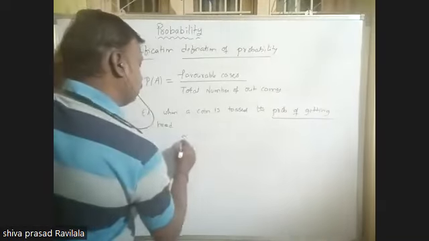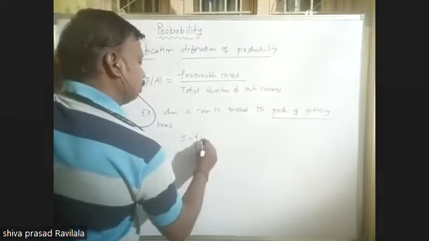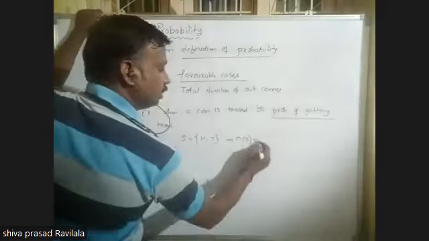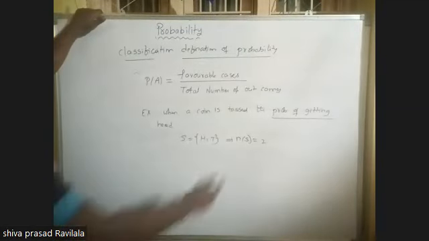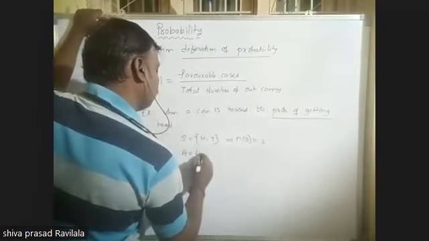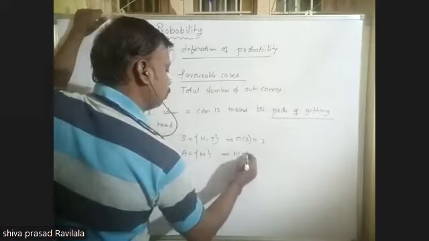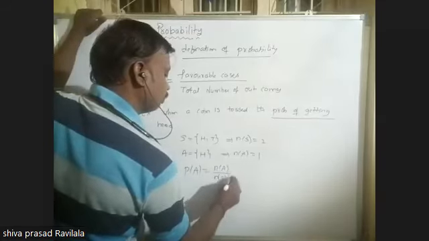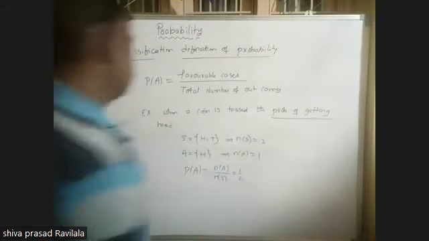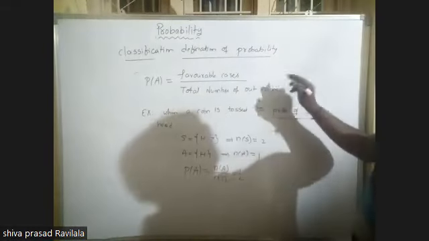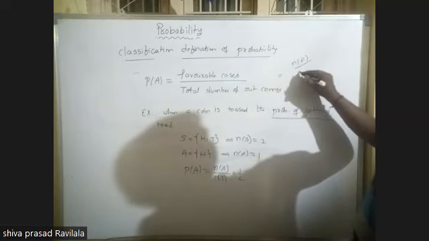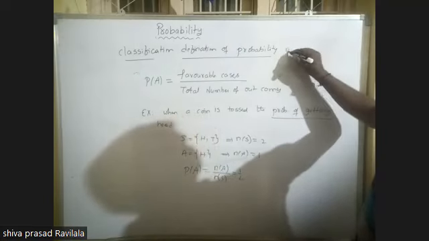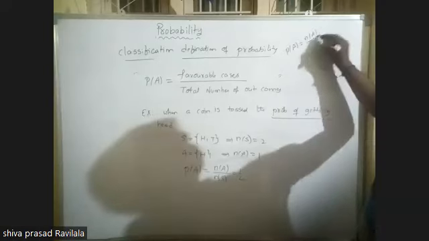The sample space contains the total set of all sample points, which is equal to head comma tail. Therefore S has 2 events, so write down N of S is equal to 2. For getting head, how many events? Only one event, head. Therefore N of A is equal to 1. Then probability of A, getting head, is equal to our formula N of A by N of S, which is equal to 1 by 2. Here the formula is favorable cases by total cases. The favorable cases are N of A, so N of A by N of S. Sometimes this can be written as N of E by N of S.